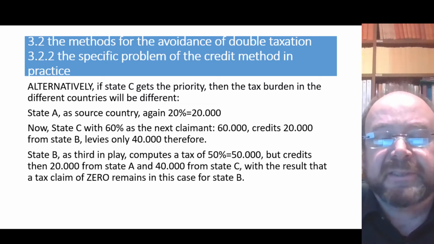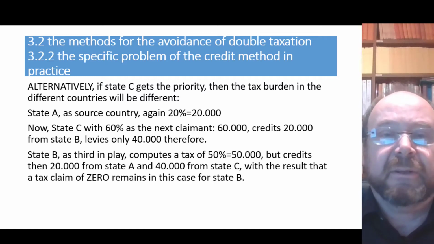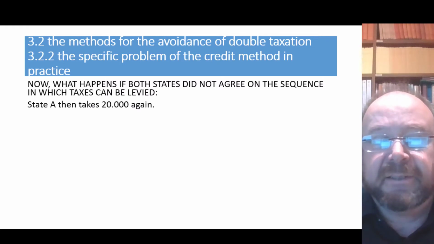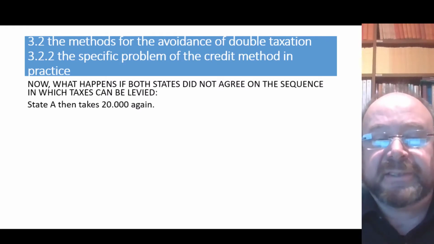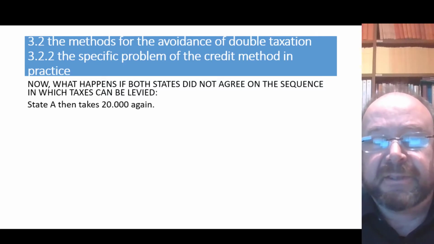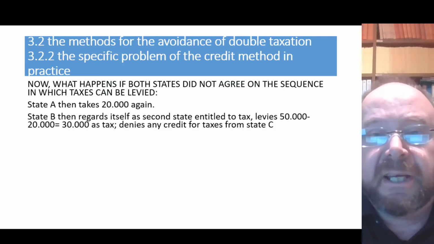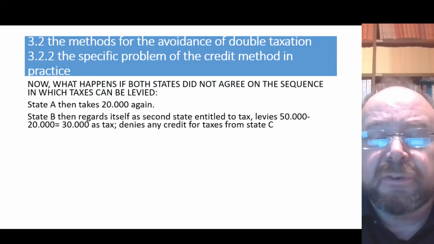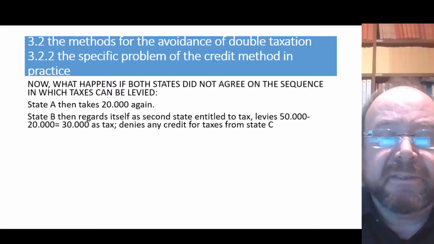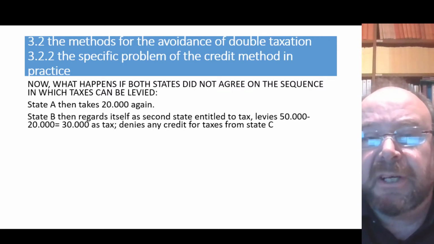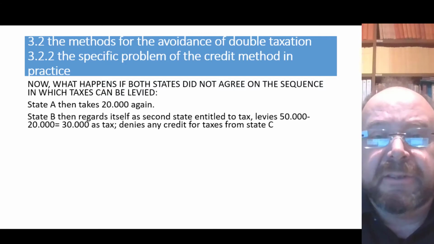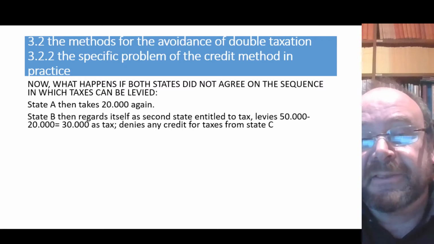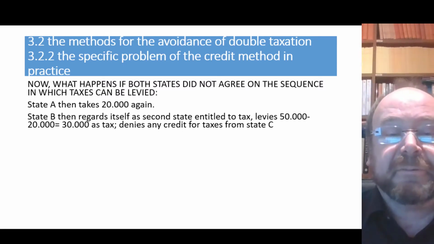And now, what happens if the two states do not agree on the sequence in which they have a right to tax? In that case, you get surprises. State A takes 20,000. Now state B says, okay, now it's my turn. I say 50% should go to me. 20,000 has already been taxed. 30,000 is what you have to pay to me. And I don't give any credit for state C because state C is only the next in turn. State C must credit my tax, not the other way around.